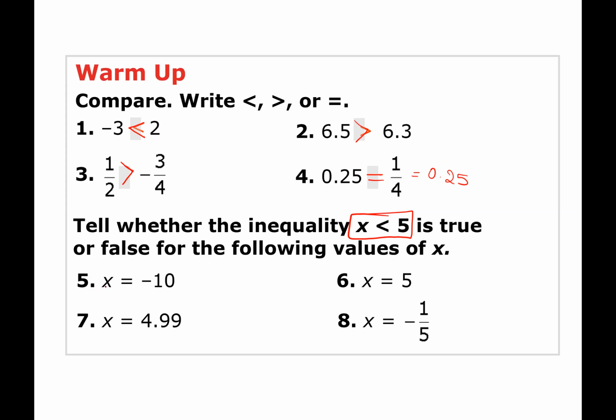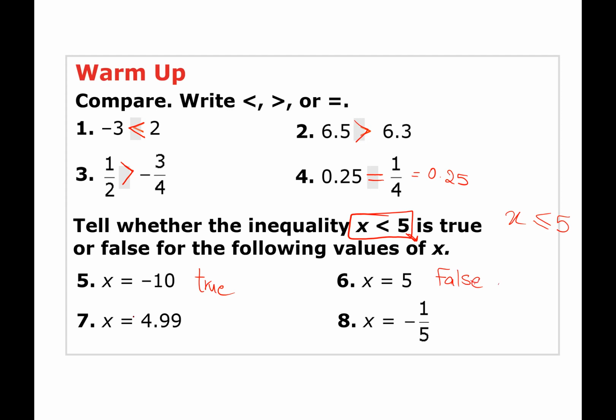The first case, x is equal to -10. Is it true or false? Is it one of the values for x? Yes, it is. So it is true. The next case, x is equal to 5. In this case, our inequality is x less than 5. If it was x less than or equal to 5, then this number would be true. However, with the inequality given to us, it is false.